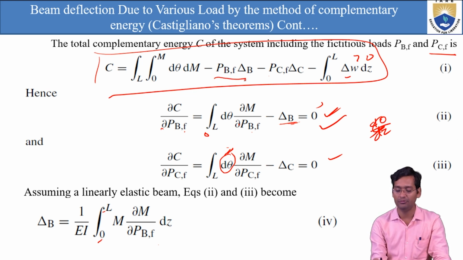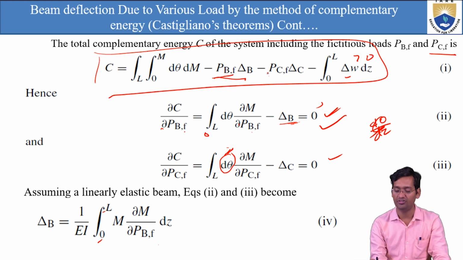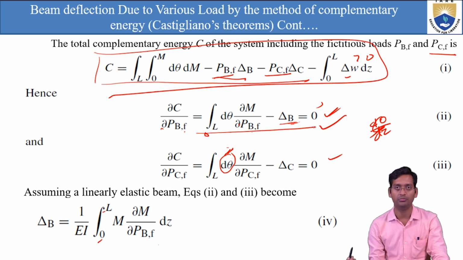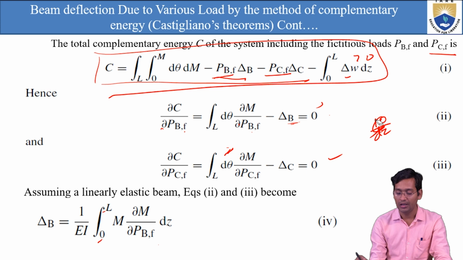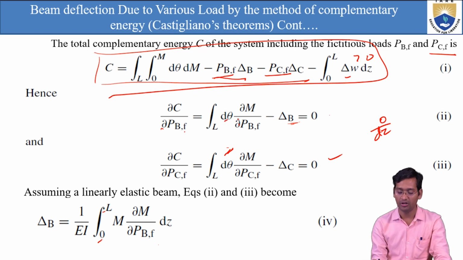For finding del B, we have to differentiate with respect to PBF. For finding deflection at C, we have to differentiate with respect to PCF. Just differentiate this equation with PBF, you will get this one. Differentiate with respect to PCF, you will get this one. Now here we can see that d theta is there. From the bending equation we can replace d theta with M dz by EI. So here just replace this theta: M dz by EI into del M by del PF.